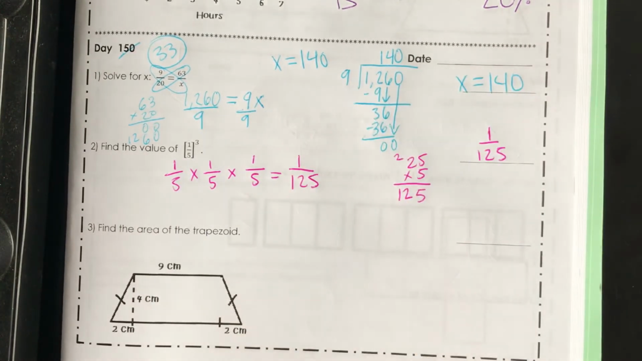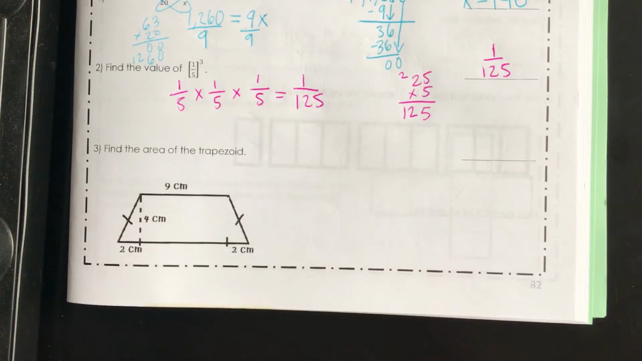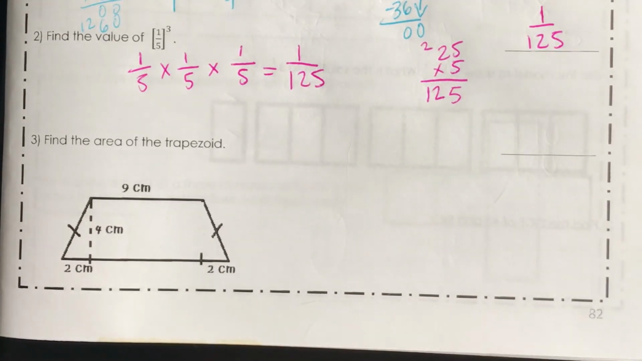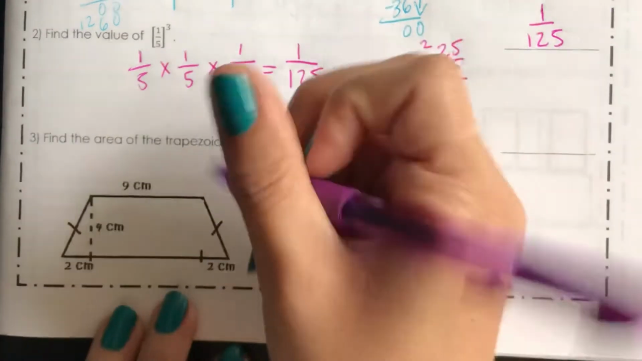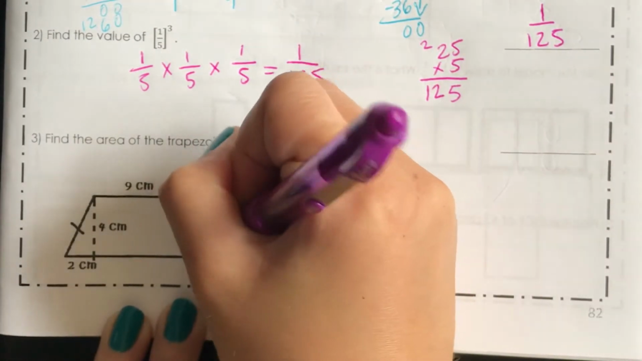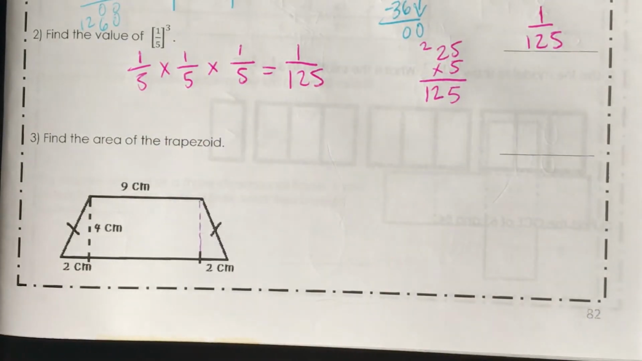Alrighty. The last one, find the area of the trapezoid. So for this one, what you want to do is separate the trapezoid into 3 different shapes. That's how you're really going to be most successful. I know how to find the area of a triangle, and I know how to find the area of a rectangle, and I see 2 triangles, one and then there's the second one, and a rectangle. So I know I can do this.